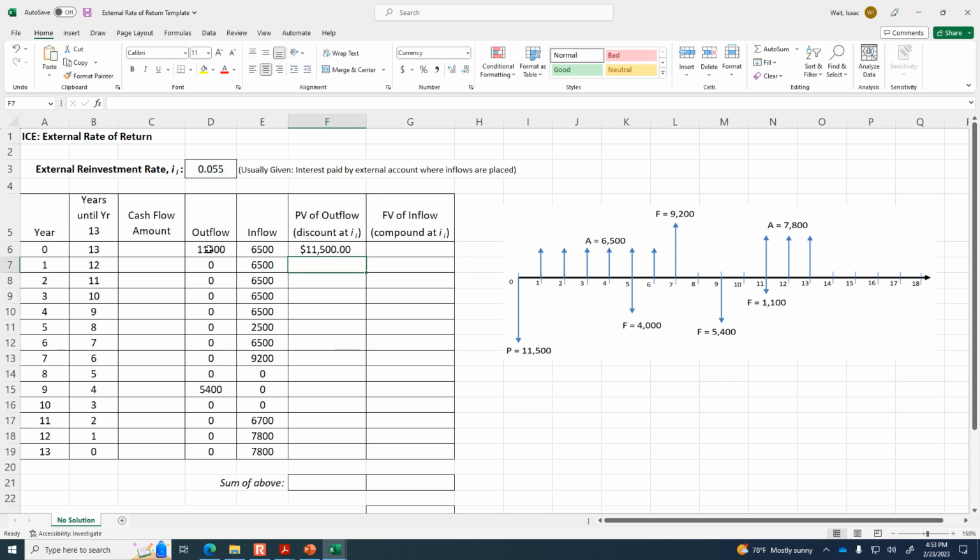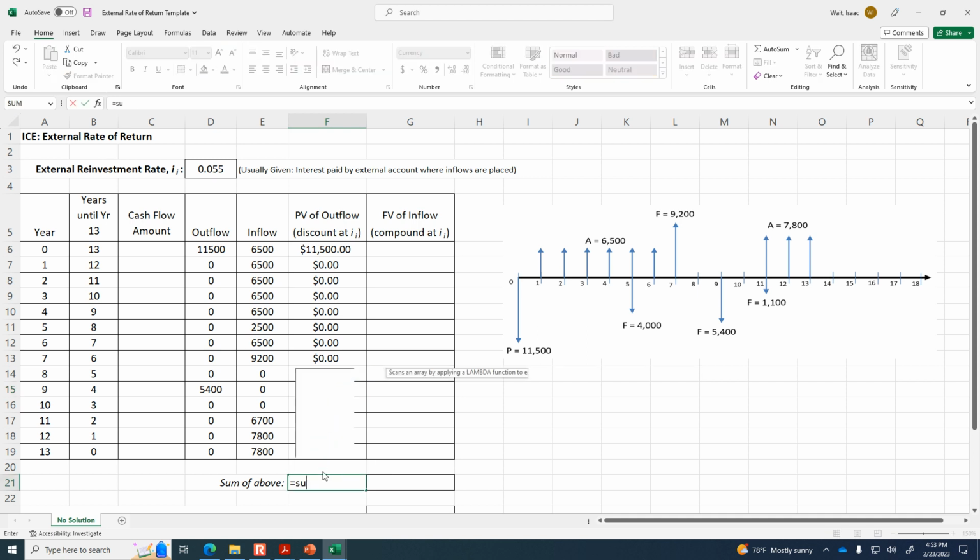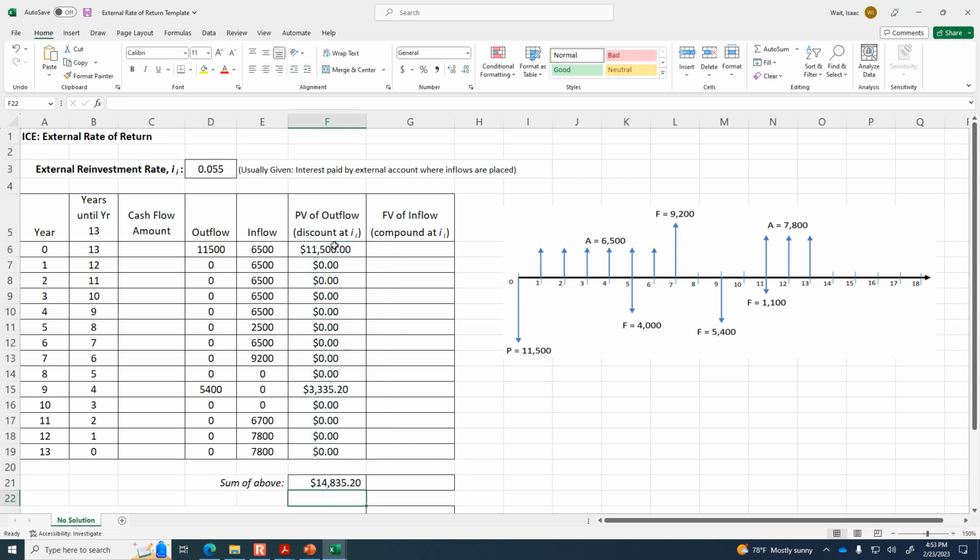So 11,500 at time 0 is worth 11,500. When we carry that through, then we'll see the 5,400 in year 9, when discounted at 5.5%, is only worth 33.35 at time 0. Okay, so we've got the sum. Now let's add up all of the outflows. So 14,835.